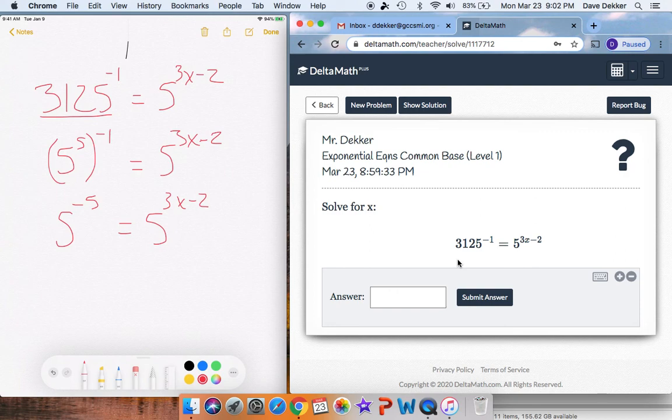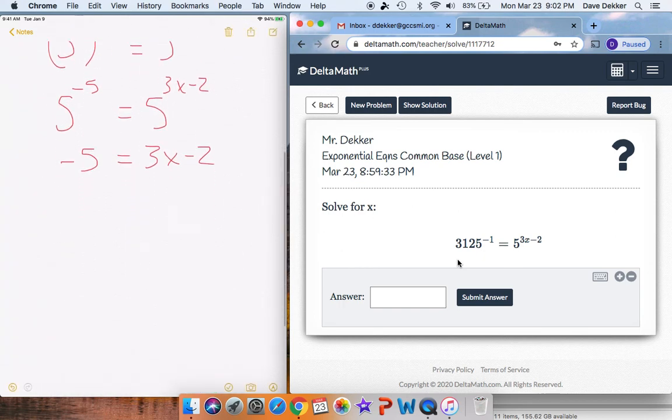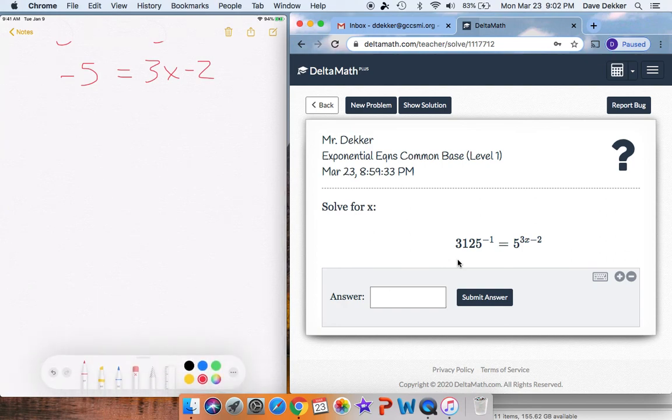The only way that that's true is if the powers are equal. So now I'm going to drop the base of 5, and I'm just going to deal with the powers. I just need to solve. Now this kind of turns into a problem from linear algebra sort of, where I just move the pieces around. So I'm going to add 2 to both sides. That means I get negative 3 over here, which is going to equal 3x. Add 2 to both sides, then divide by 3. When I do that, I get x equals negative 1. If we want to write it like this, that's fine too.